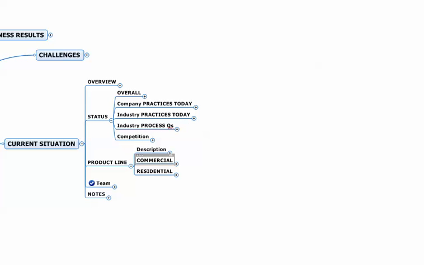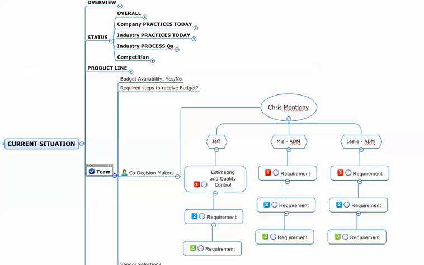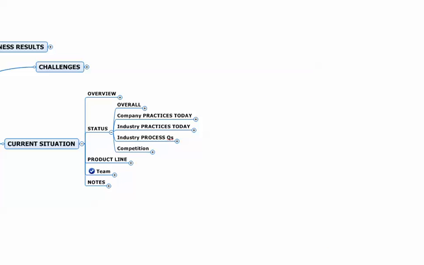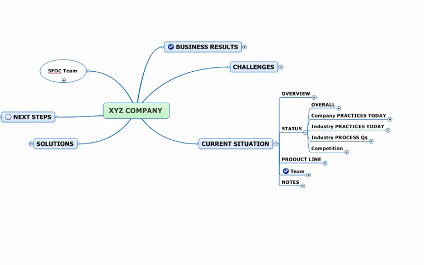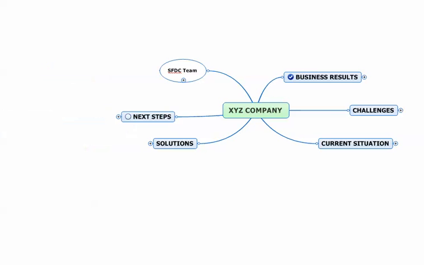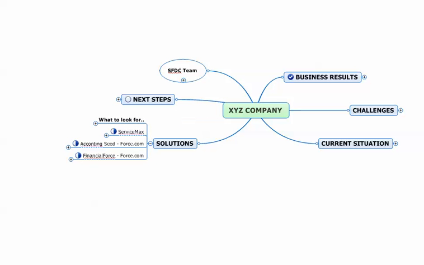This covers competition, the product line, commercial, residential, a description of the product line, the team, what the team looks like, and who the co-decision makers are. So after I get all these three done, the business results, challenges, and current situation, we go to solutions. What type of solutions have we found for them? What are some good options? I always bring up these options in the market.